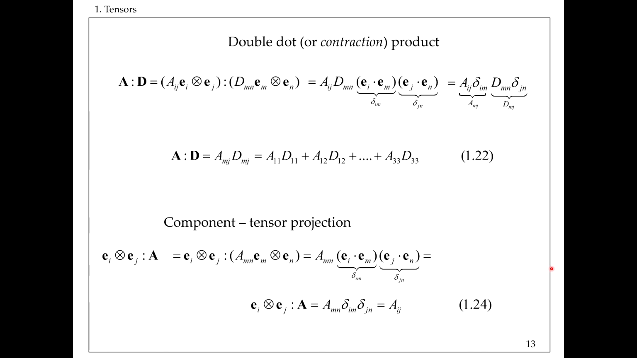Now, with that, we will actually use this operation of the double dot contraction, or projection of a tensor, to define a rather important property of the so-called positive definiteness of a tensor.